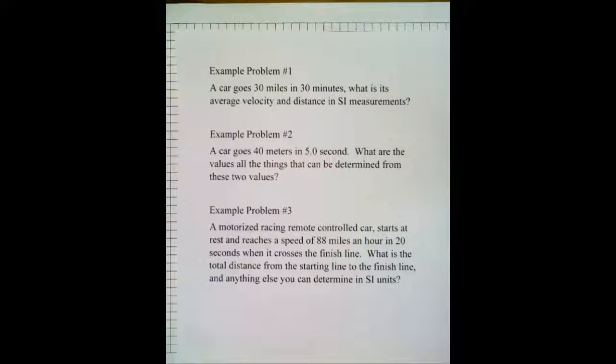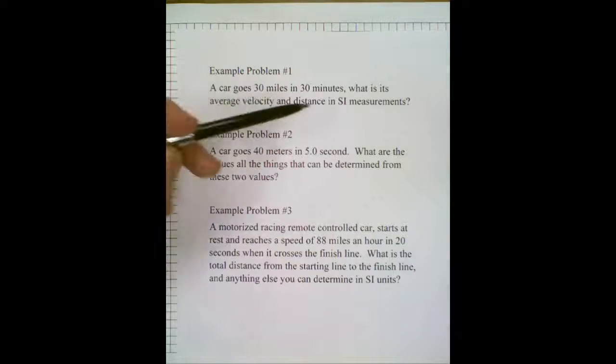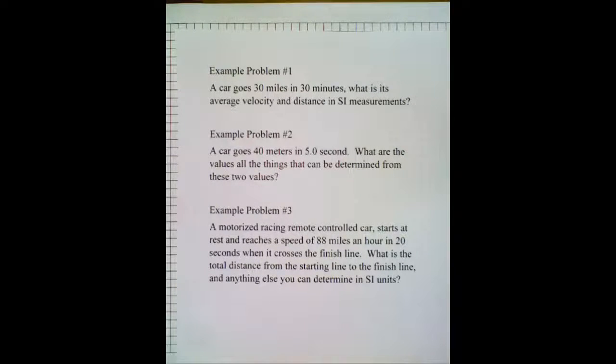Here are some problems that we're going to attempt to solve, or actually we're going to do it, and go through them one by one for you. First example: a car goes 30 miles in 30 minutes. What is the average velocity and distance in the SI measurement system?